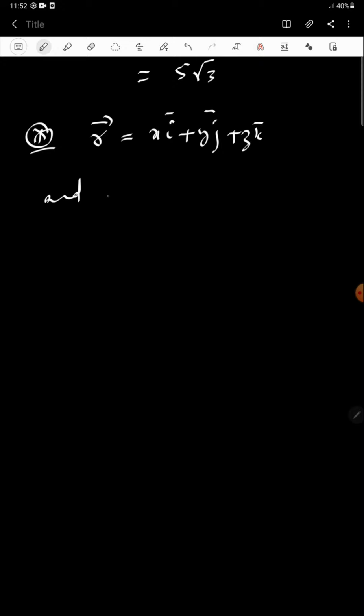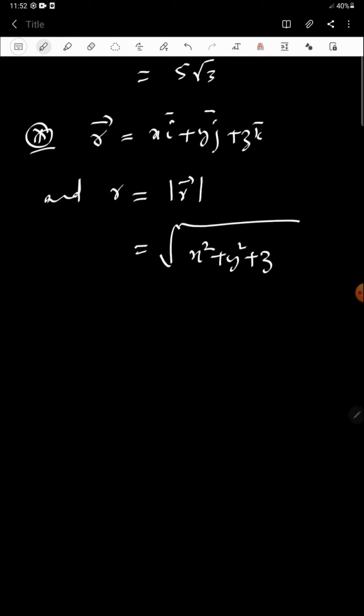And vector r, a very important point to be noted, vector r is always standing for xi plus yj plus zk, and the length of that vector r is denoted by r without any bar here. There is no bar I am taking here. So that is nothing but under root of x square plus y square plus z square.